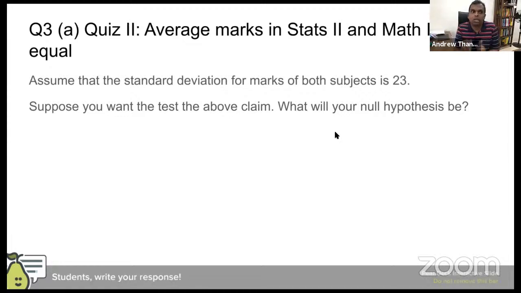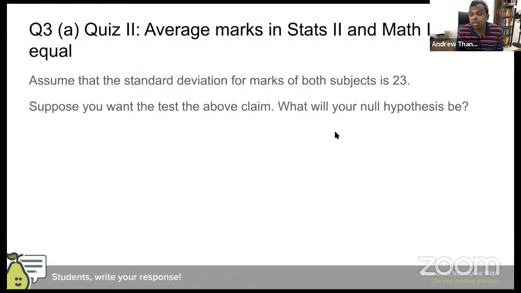That's the claim. We're going to assume that the standard deviation of the marks in both the subjects is known, and it is 23. This is actual data. 23 happens to be the actual standard deviation, in case you don't believe me. And you want to test the above. This claim is something you want to test. What will your null hypothesis be?